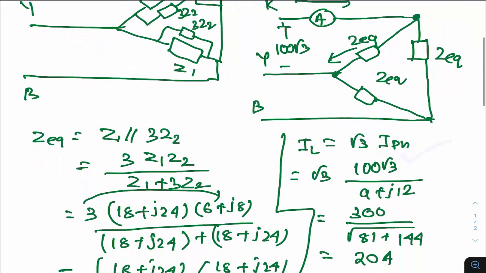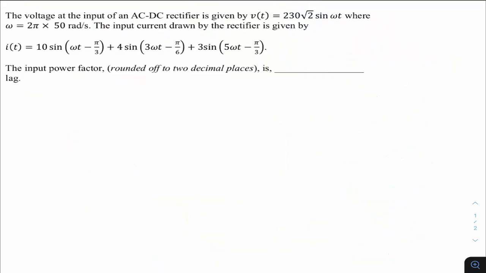So this is the formula, and for I phase, this is the V phase by Z equivalent. By simplifying this, the answer is 20 amperes. This question was asked in GATE 2022 of electrical. This is from network subjects and related to the AC power topic, you may say.